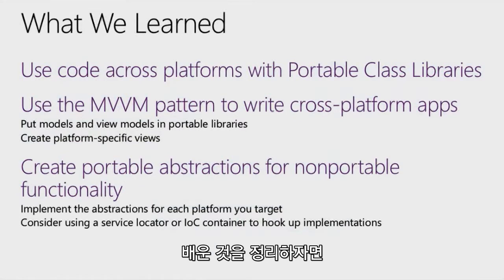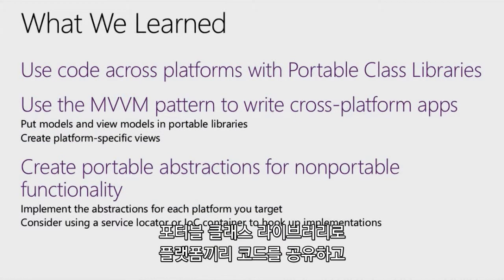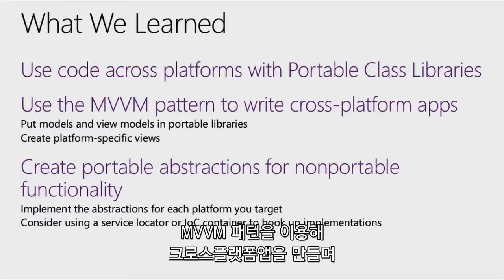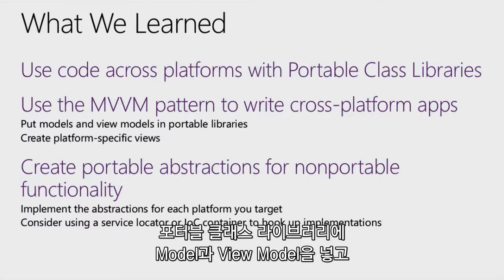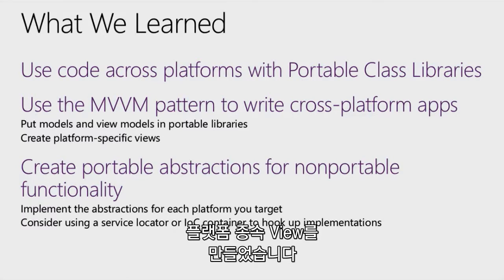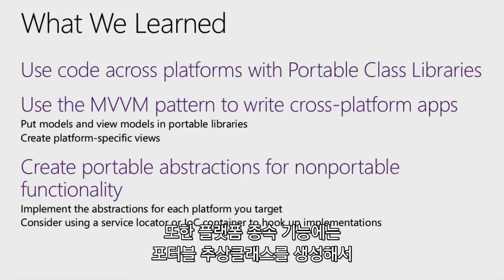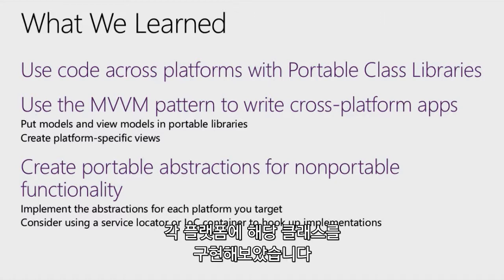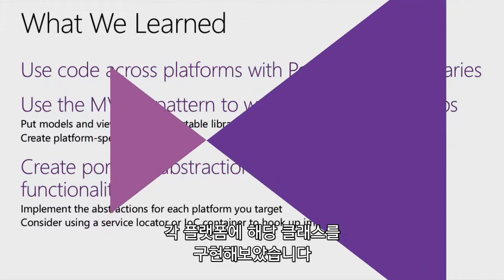So to review what we learned: to use portable class libraries to share code between platforms. We learned to use the MVVM pattern to create cross-platform apps and to put the models and view models in portable class libraries, and then to create platform-specific views. And we learned to create portable abstractions for platform-specific functionality and to implement those abstractions on each of our platforms.